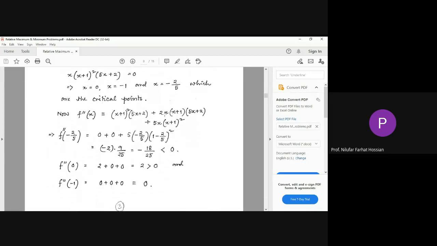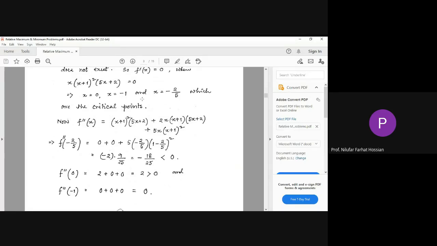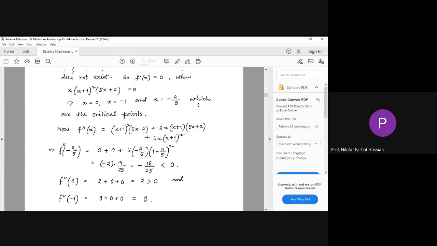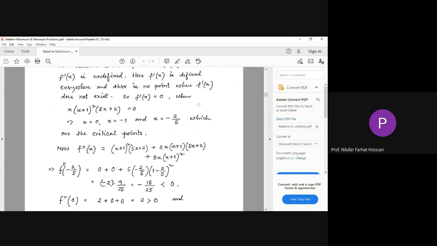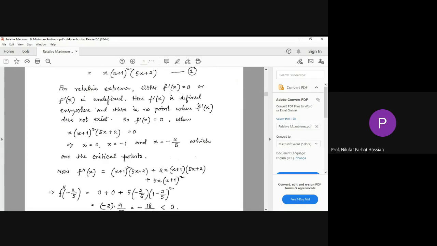Now, let us find the second order derivative. It will be easy for us because there are 3 points. You may get 1 or 2 points which will give you relative maximum or minimum by testing with the second derivative test. Okay, so what will be the second derivative? This was our expression for the first order derivative.